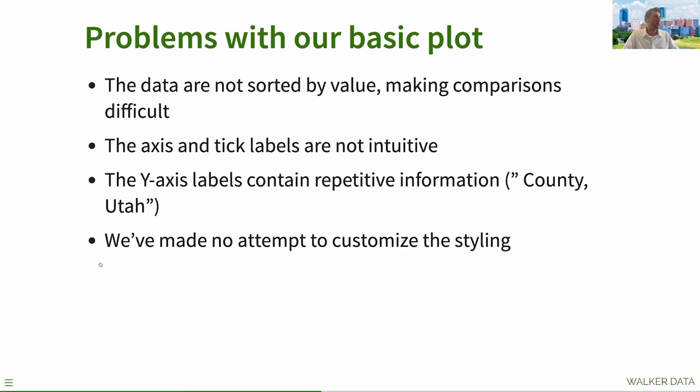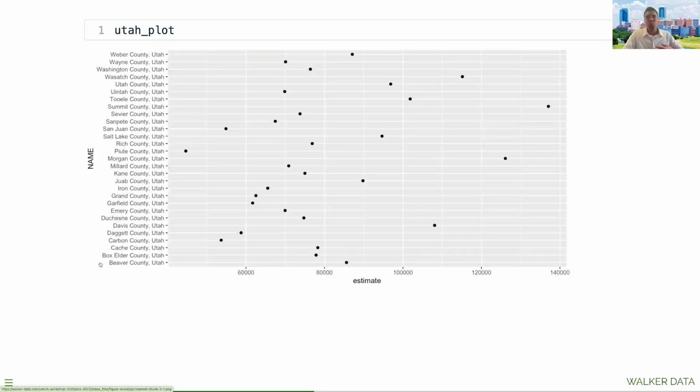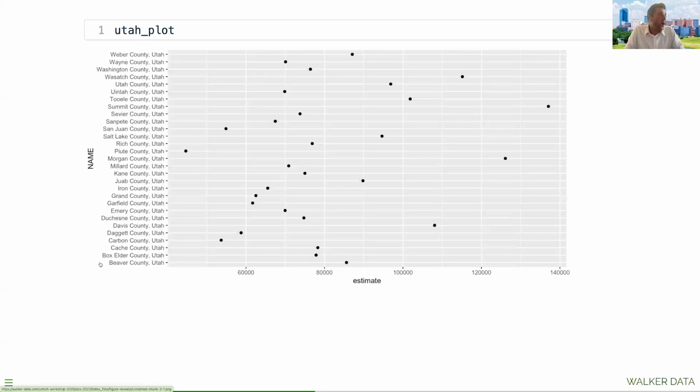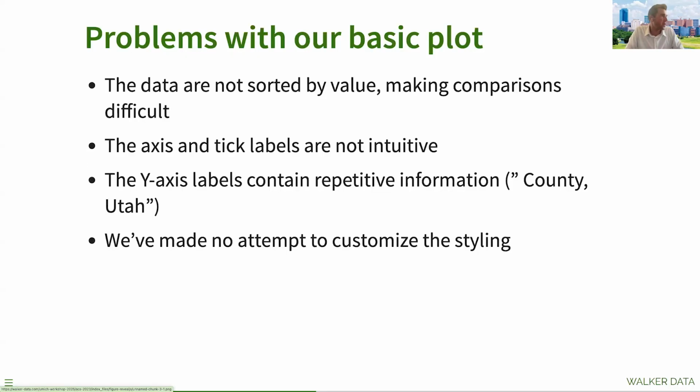The axis and tick labels are not intuitive. Now, we know what estimate and name mean because we're working directly with the data. But if you hand this off to somebody, they're not necessarily going to understand what that is. So we need to be more specific about that. The y-axis labels contain repetitive information. All of these are counties in Utah. We don't need to put County, Utah every single time. All of that information is redundant. We'll likely want to remove it.